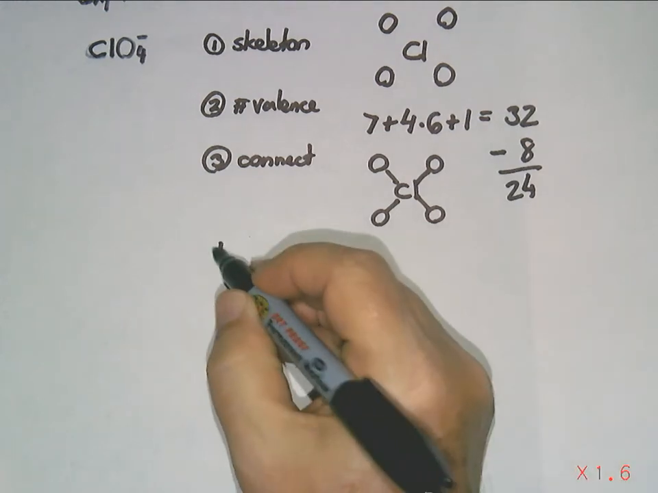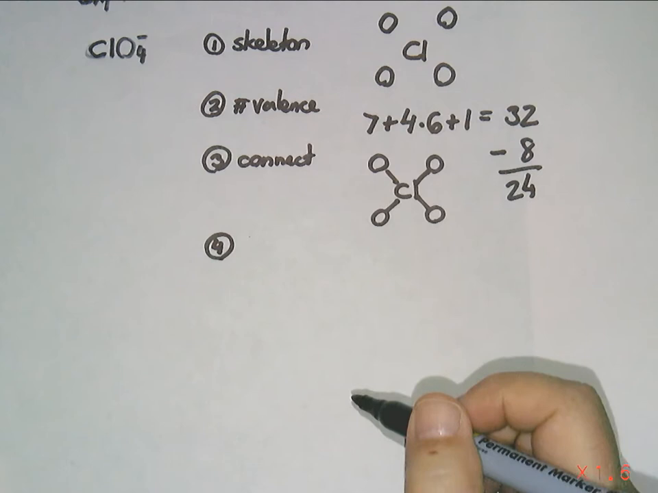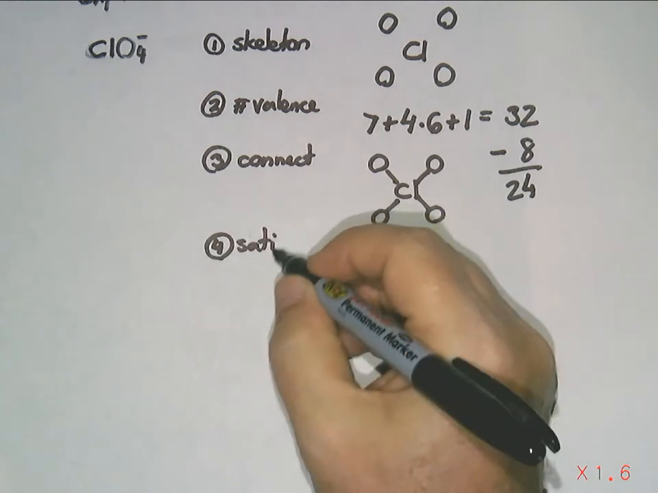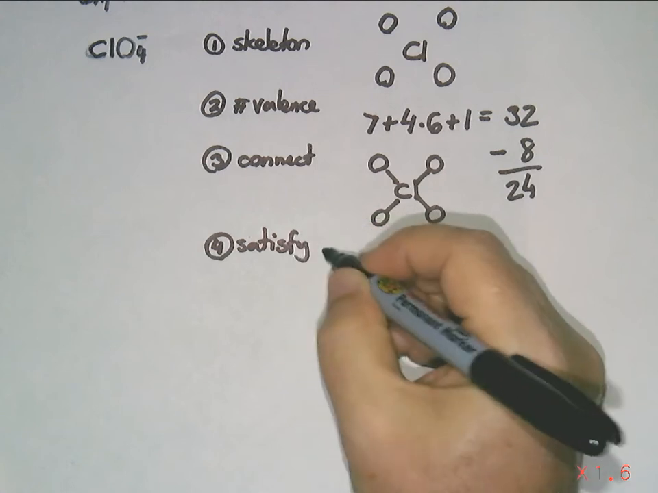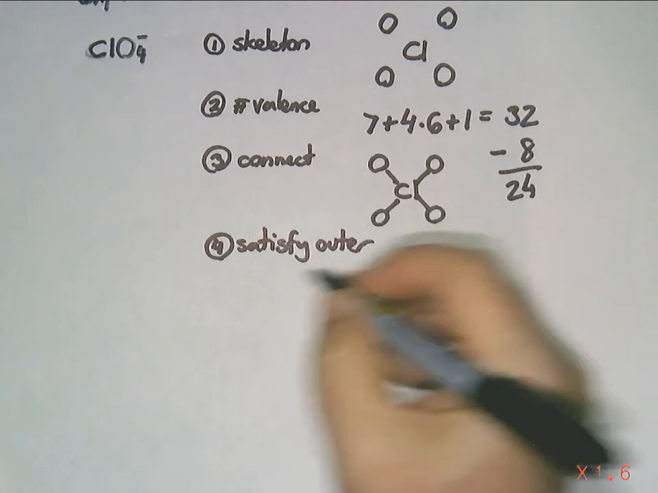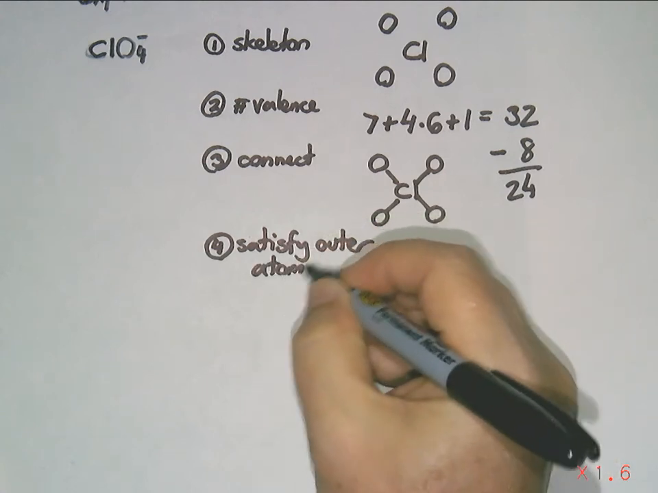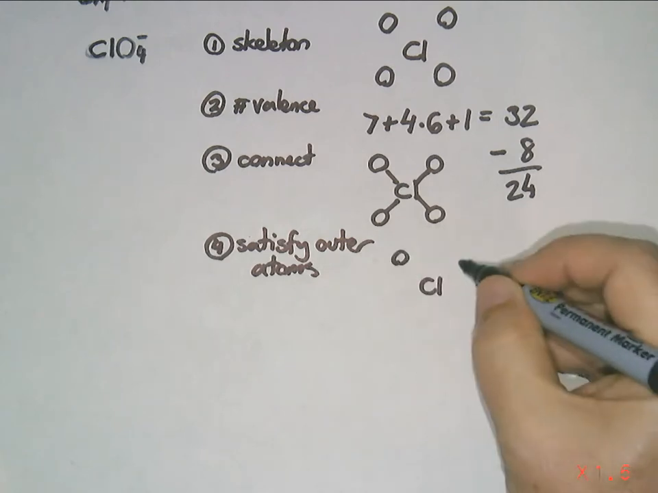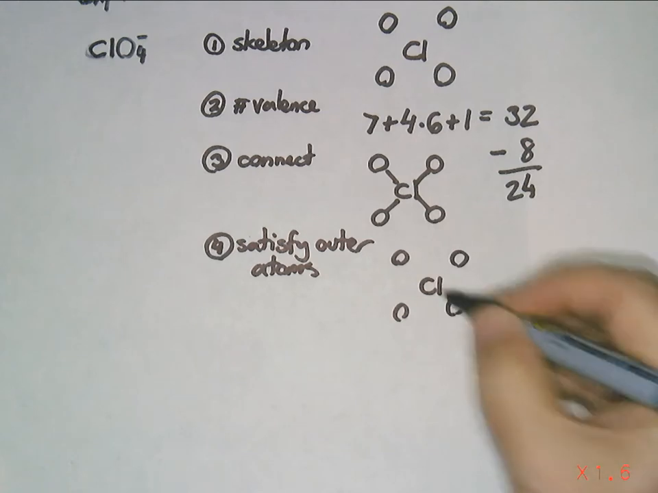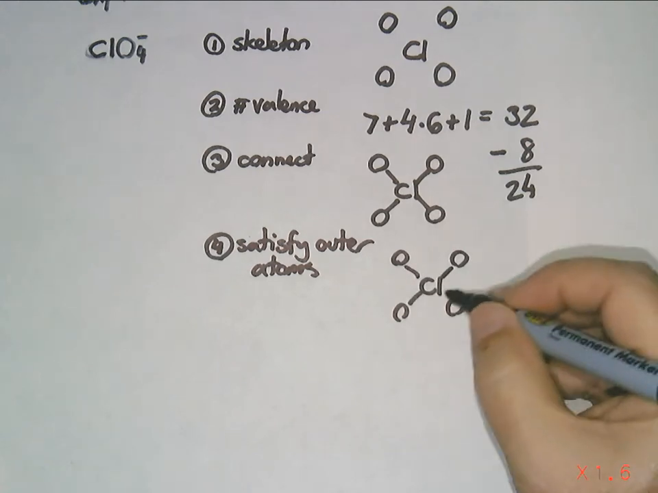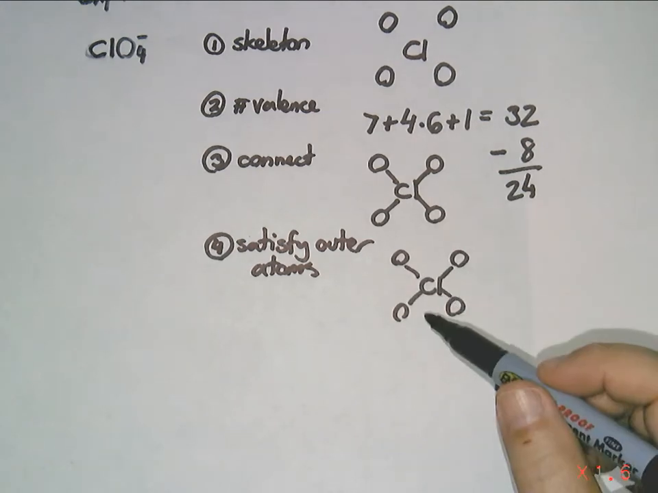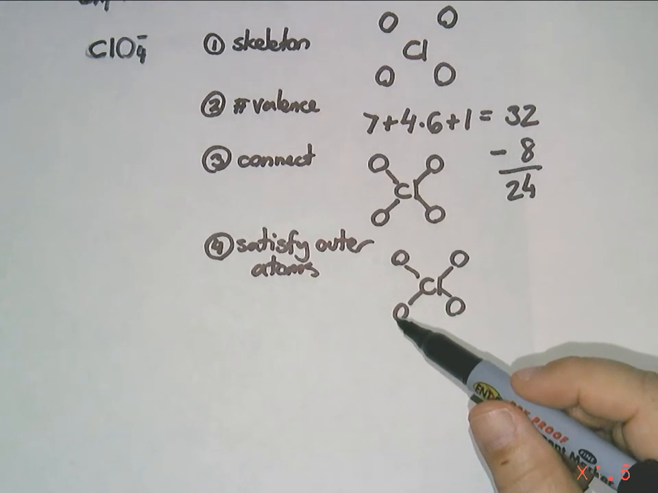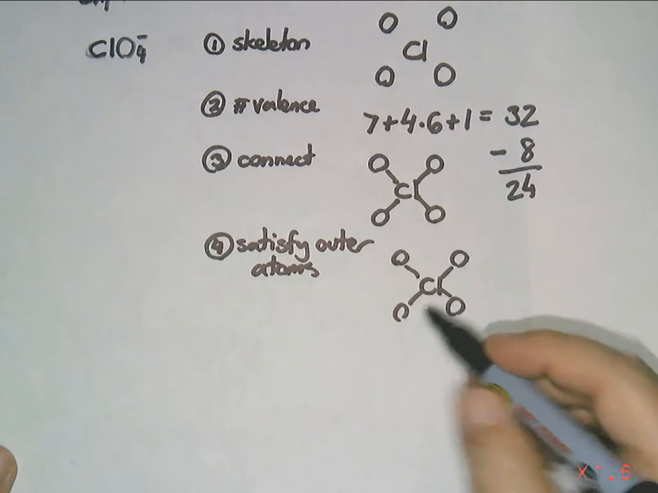So the next step is to satisfy the outside atom. Now, here, let me copy the structure over again so you can see how I'm building it up step by step. Now, each oxygen has already got 2 from the bond. It wants 8. It wants an octet. So it wants 6 more.